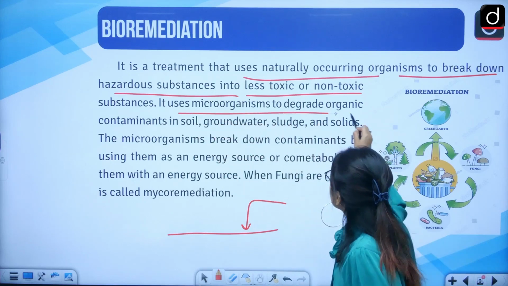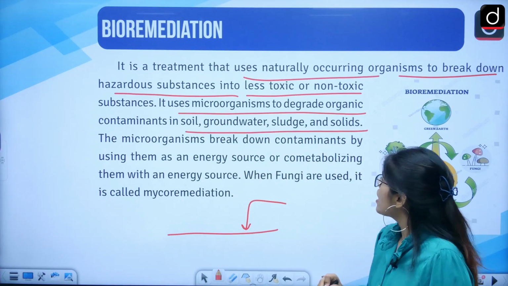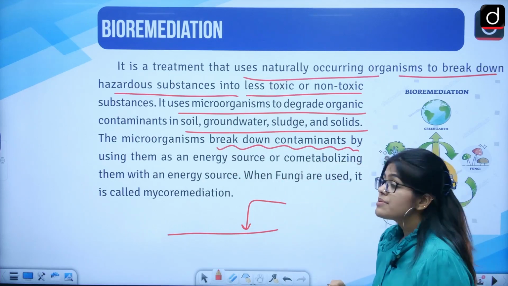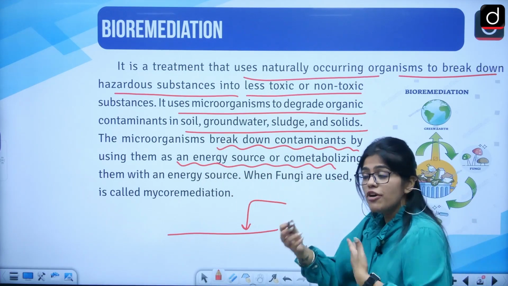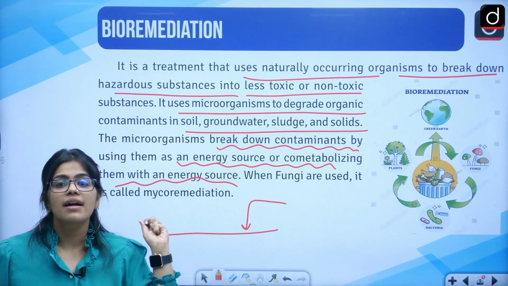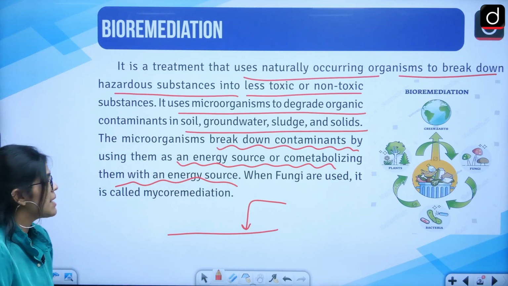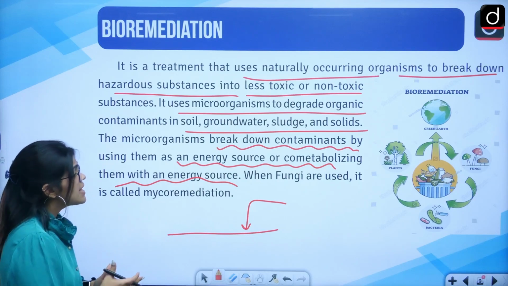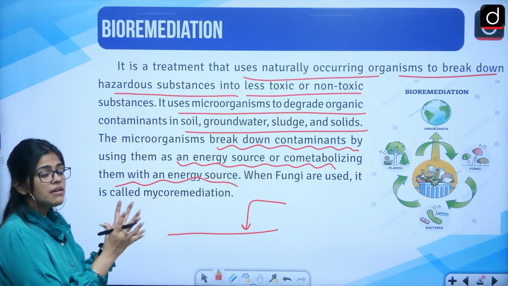It uses microorganisms to degrade the organic components in the soil, the groundwater, sludge and the solids. The microorganisms would break down the contaminants by using them as their energy source, and then they will use it further to create energy. So what will happen? The microorganisms that are added will feed on the waste that is present there. The waste can be anything. They would degrade it and make it into an organic waste, and by this the energy can be created, right?